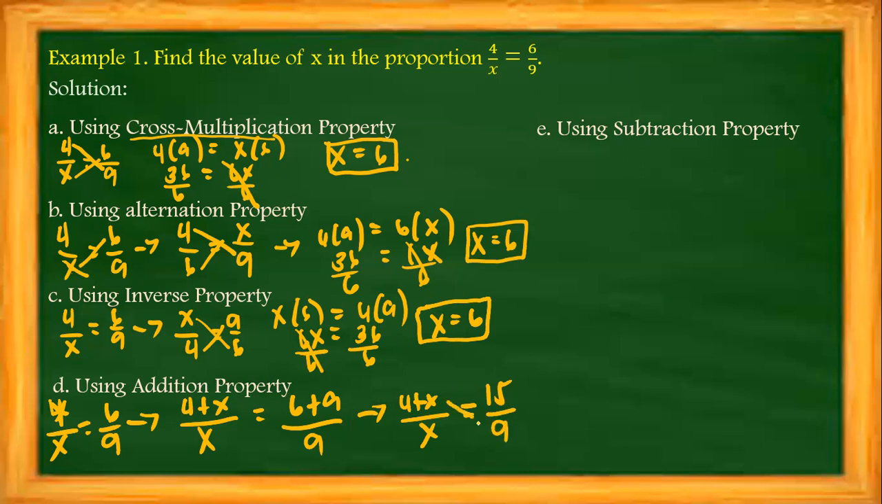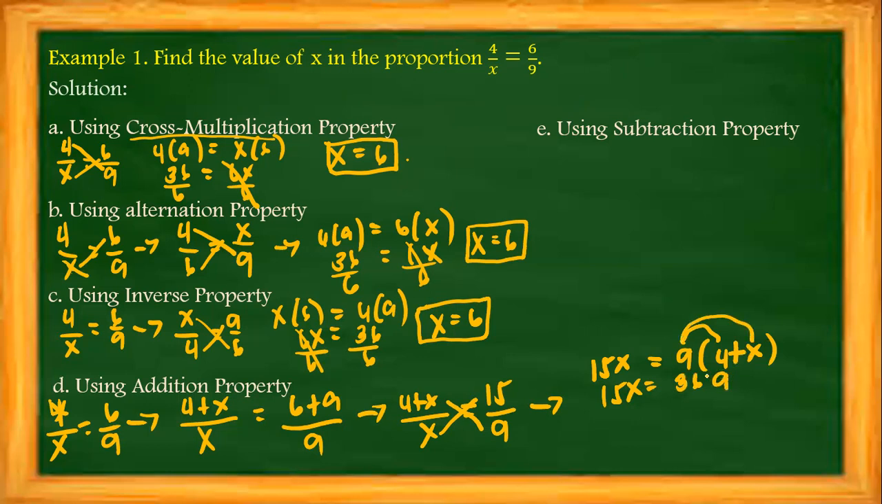All right. Let's cross multiply. X times 15 is 15x equals 9 times the quantity of 4 plus x. Since it is a binomial, we have to use the close and open parentheses. Just distribute 9 into 4. We have 9 times 4, 36. 9 times x is 9x plus 9x.